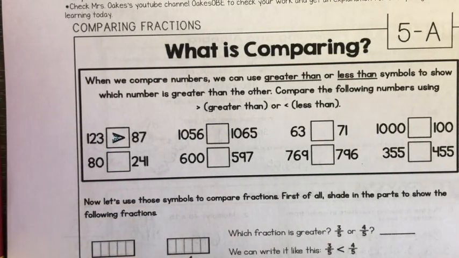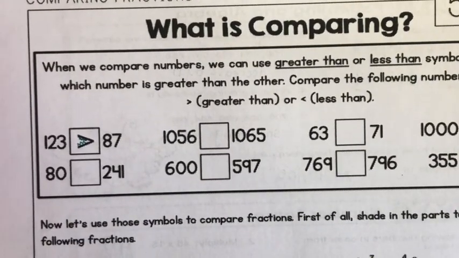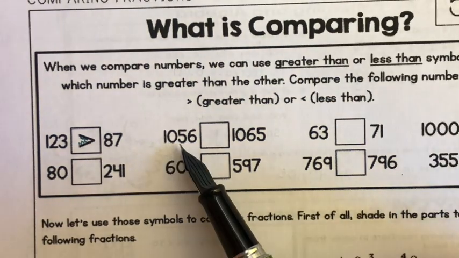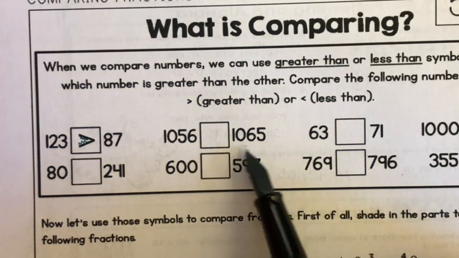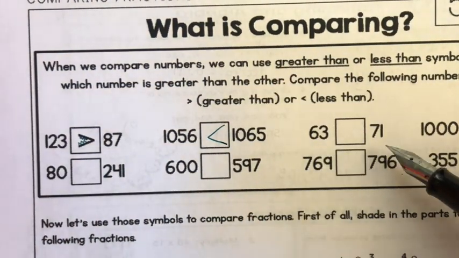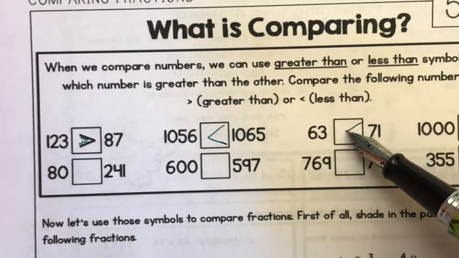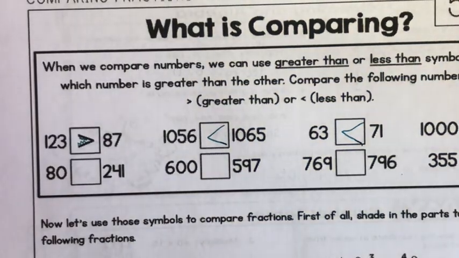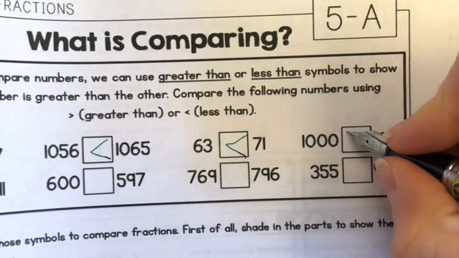I even drew teeth in it for you. So we're going to do greater than and less than. So 1,056, 1,065, that is the greater number. 63 and 71, that is the greater number. So the crocodile's opening up to that. 1,100, 1,000 is the greater number.